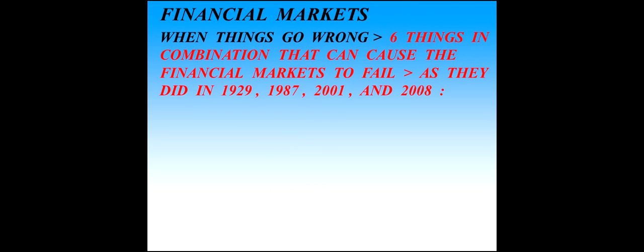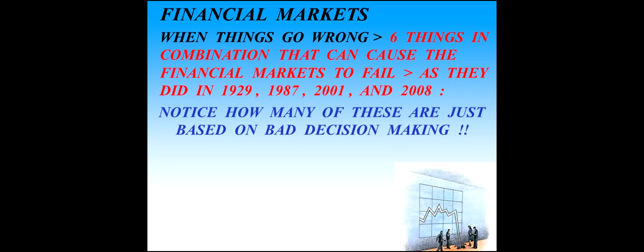The last thing that I want to cover in this chapter is an overview of the 6 things that in combination can cause financial markets to fail, as they did in 1929, 1987, 2001, and 2008. And a few moments ago I talked about things that can have negative effects on the financial markets, but I want to focus in specifically on one of the things I had mentioned, which is bad decision making.